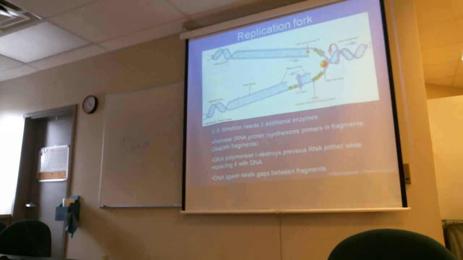DNA polymerase 3 moves towards the replication fork in the leading strand. It moves away from the replication fork in the lagging strand.